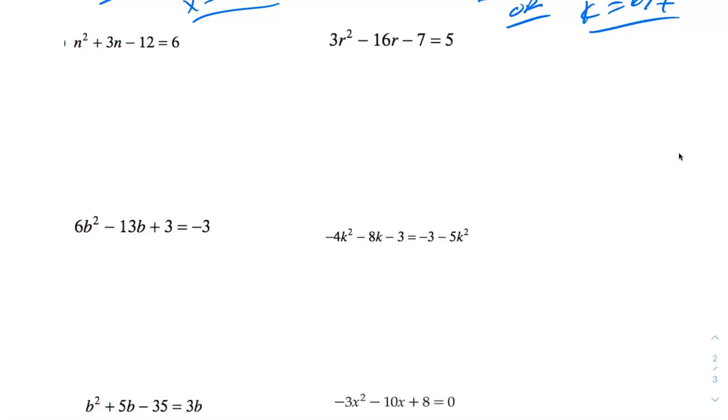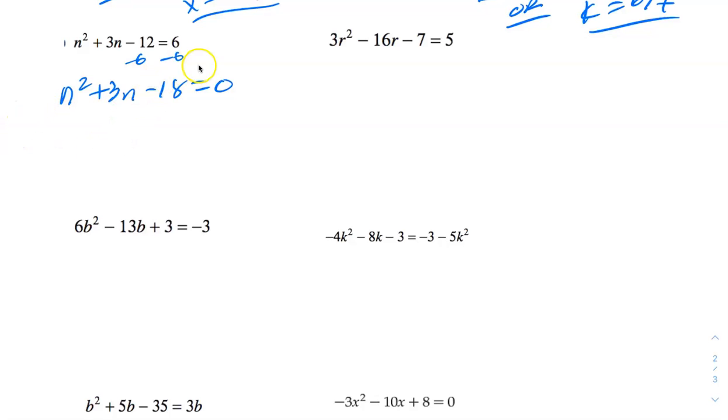Next one, first thing we notice, it's not equal to 0 again, right? Not equal to 0, very important. So set equal to 0. Subtract 6 from both sides. So n squared plus 3n minus 18 equals 0. Now we have some good news on this one. There's no number in front, so it's easy factoring.